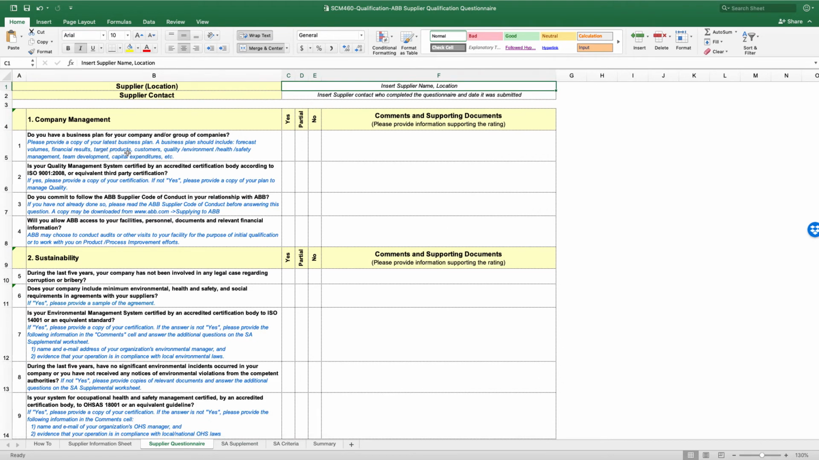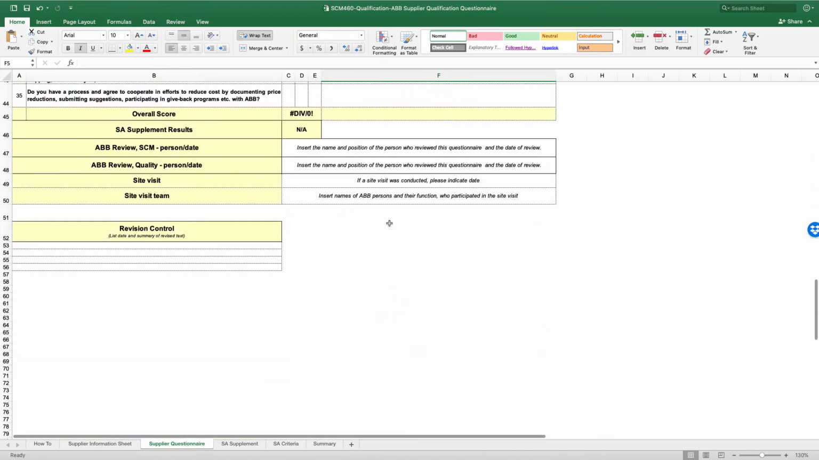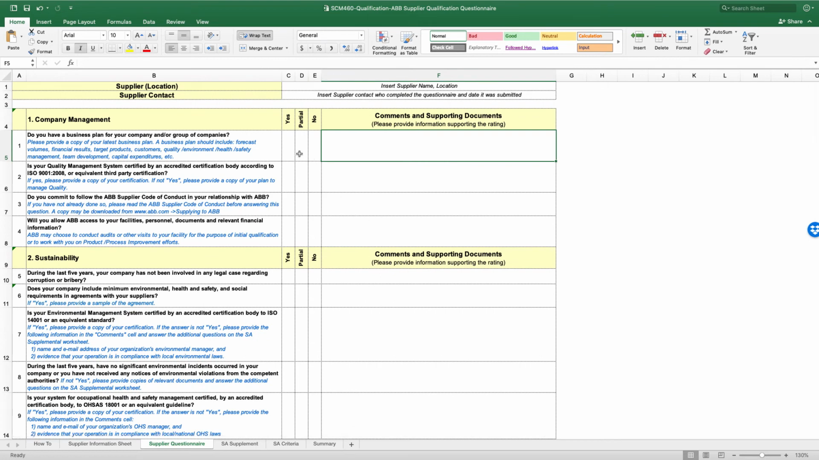Do you have a business plan for your company or group of companies? Yes, partial, no. And you have to provide, if you want, comment or supporting documents. Again, remember that these help you to be qualified. I know that providing the business plan of your company is not the best thing to do, but if you don't provide it, maybe it can affect the evaluation that ABB makes of your company.